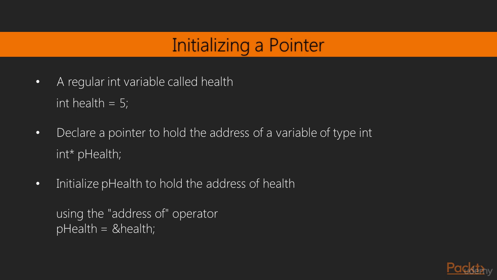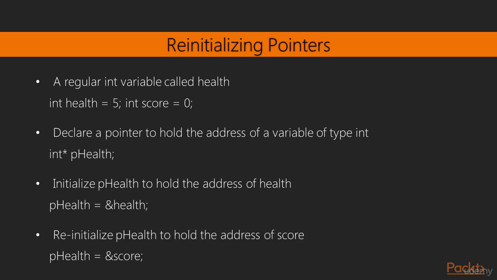We can access this address using the address of operator. Look closely at the last line of the code. We initialize pHealth with the address of health, like this. Our pHealth now holds the address of the regular int health. In C++ terminology, we say that pHealth points to health. We can use pHealth by passing it to a function, so the function can work on health, just like we did with references. There would be no reason for pointers if that was all we were going to do with them. Let's take a look at reinitializing pointers.